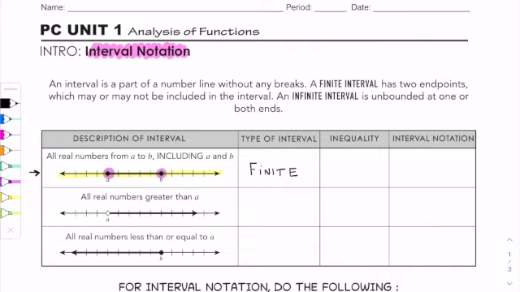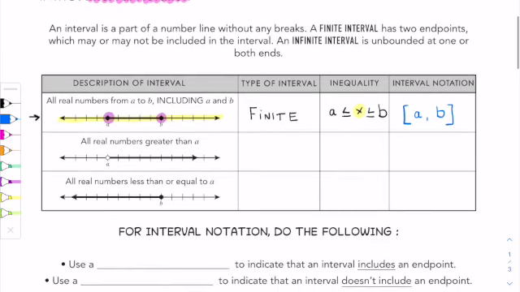If we were to write this as an inequality, we would write this as A is less than or equal to x, which is less than or equal to B. That's telling us that x is any number in between A and B. Now, if we write this using interval notation, we would use square brackets, A, comma, B. Square bracket on both sides. So I'll explain the brackets in just a minute.